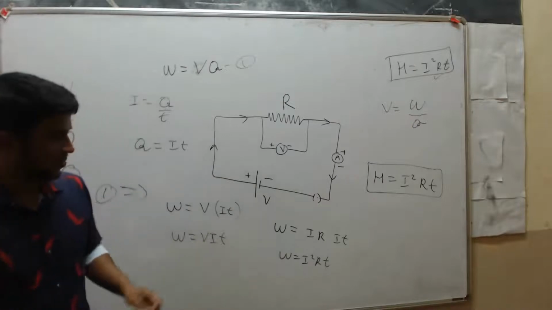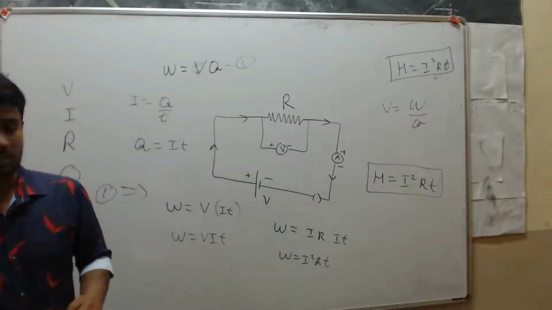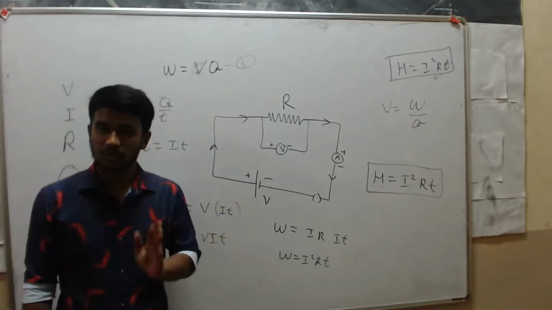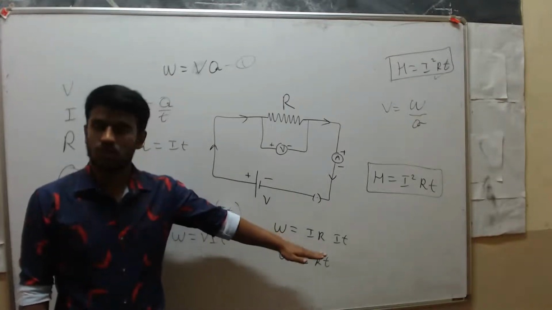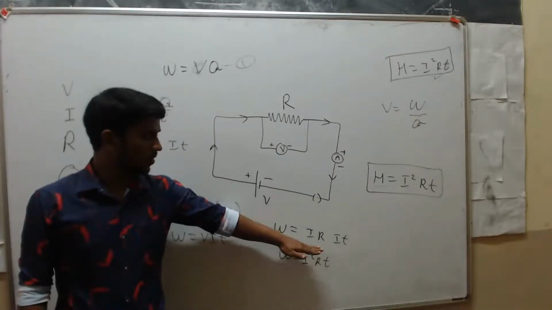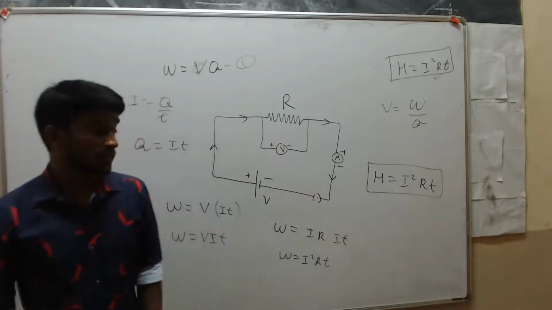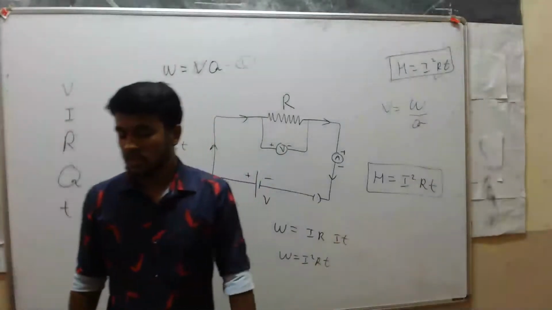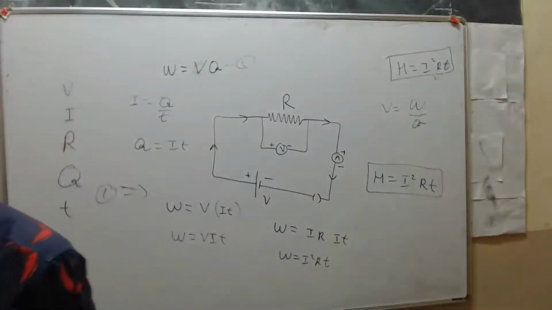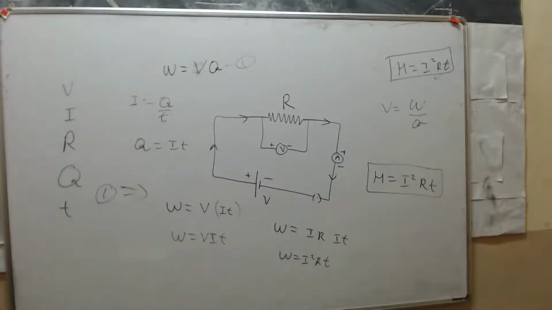This is a small derivation. I think they won't ask for example, but you study better. Okay. So I will give the notes separate. Don't worry, I'll give notes. But this formula is very important. So now H is equals to I square into R into T.